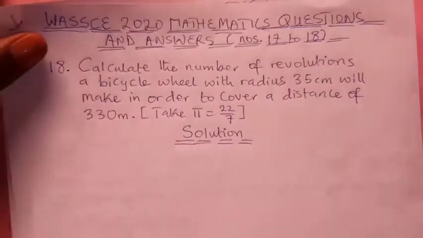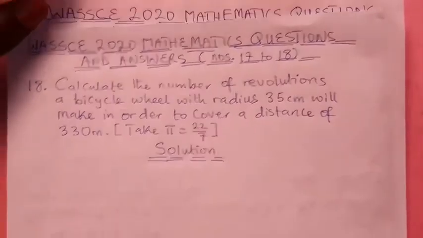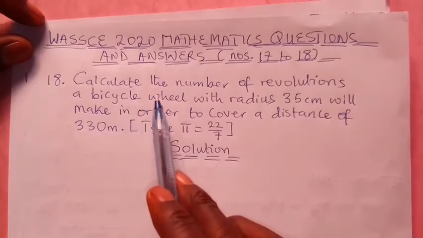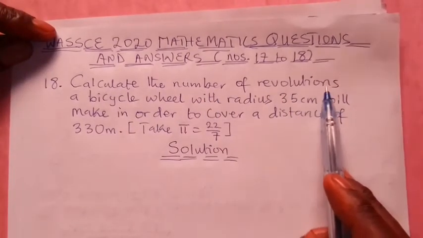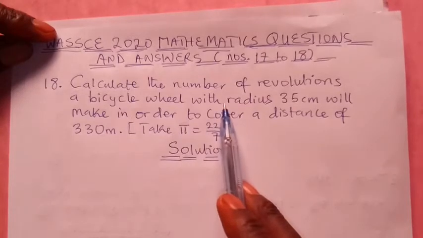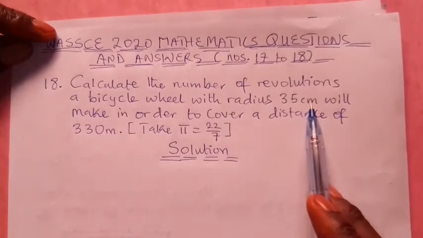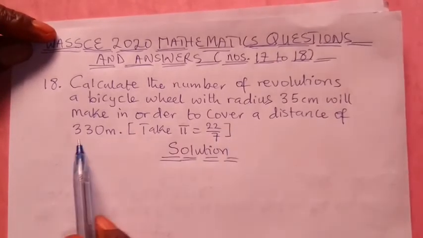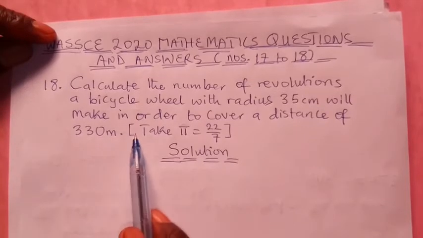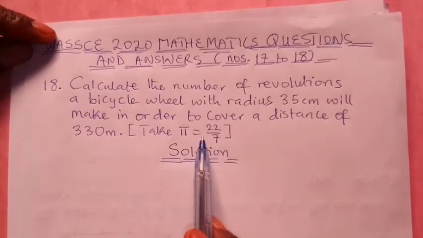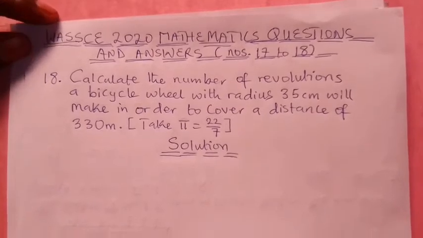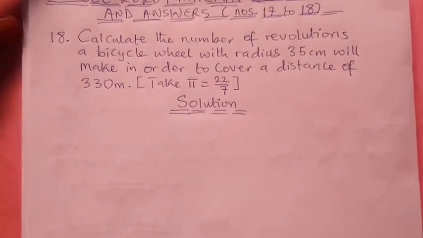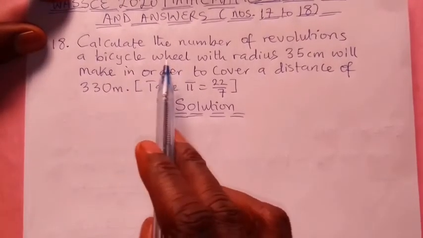Now, question 18 is a very interesting question. And in a short while, you are going to see the reason why I said so. Now, here it says, calculate the number of revolutions a bicycle wheel with radius 35 centimeters will make in order to cover a distance of 330 meters. Then we are asked to take the value for pi as what? 22 upon 7. Now, what are we going to do in this case? First of all, we are going to give a visual diagram for this particular question.